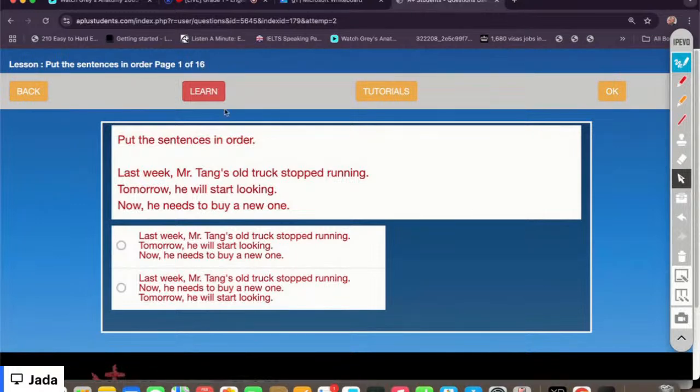Okay, so we have the next, put the sentences in order. Last week, Mr. Tang's old truck stopped running. Tomorrow he will start looking. Now he needs to buy a new one. So what's the right order for this one? What do you think?